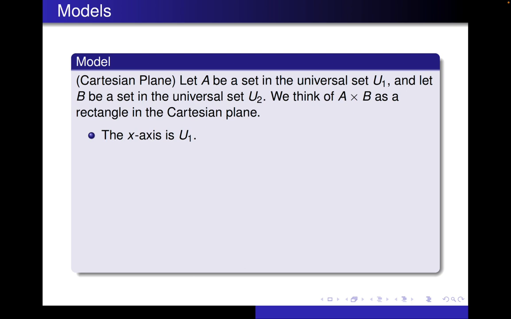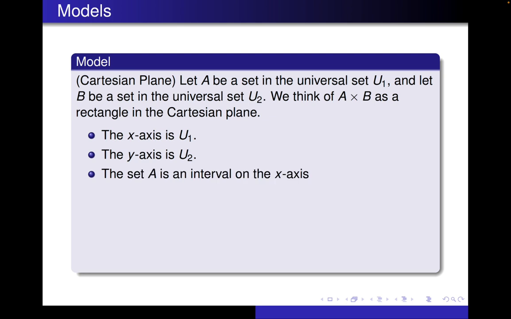So you can think of the x-axis as being U1. Now U1 itself doesn't have to be a line. Or just the x-axis sort of represents as a metaphor for what U1 is. The y-axis is going to be U2. Right? So U1 is the universal set for A, U2 is the universal set for B. We let those be our axes. We visualize those as axes of our Cartesian plane.